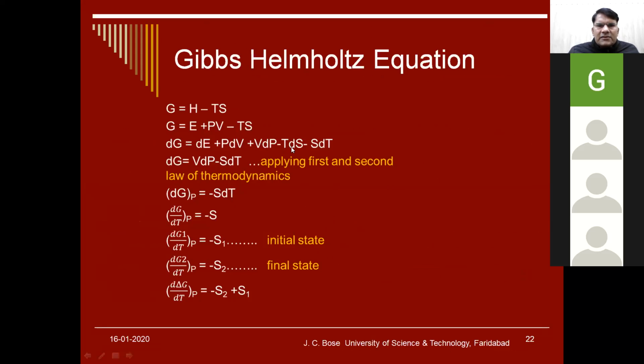this dE plus PdV is del Q, minus TdS is also del Q. So one del Q is positive, another del Q is negative. So cancellation of these two terms will be there. So dG will become equal to VdP minus SdT. dG will become equal to VdP minus SdT. Clear?